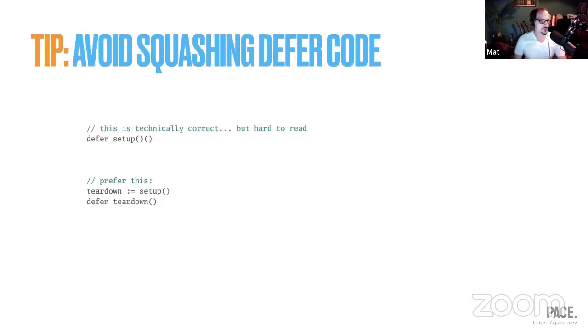There is a thing I've seen which I really don't think we should do, and I call it squashing defers. So this number one is technically correct. But what's happening there? It looks almost like we're deferring the setup, but we're not. What's happening is that setup function is called immediately. It's returning the teardown, and then that's the function we're deferring. But it's just too weird. And I understand we have this kind of temptation to really shrink code down. For some reason, it feels like we've optimized or something. But what we've done is just made it a bit more confusing than it needs to be.